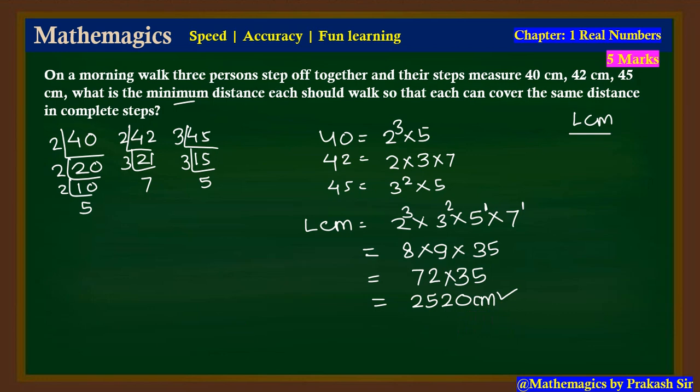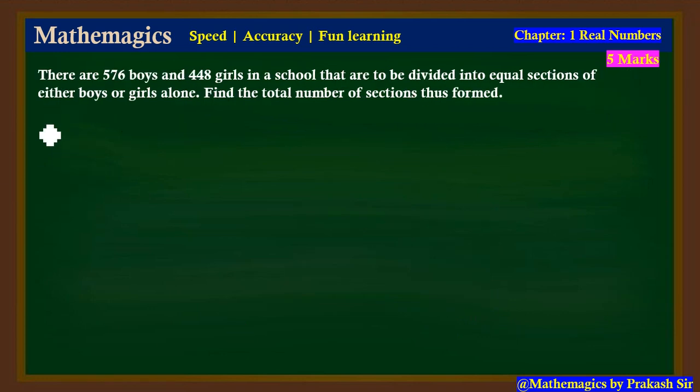So dear friends, now we are moving forward to the last question of the series. There are 576 boys and 448 girls in a school that are to be divided into equal sections of either boys or girls alone. It means we have to find them separately. The question says: find the total number of sections thus formed.